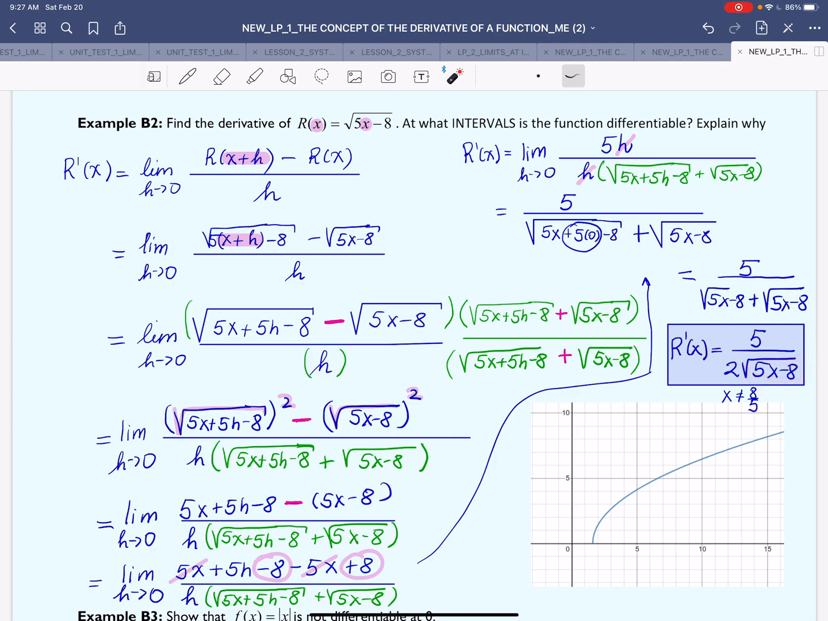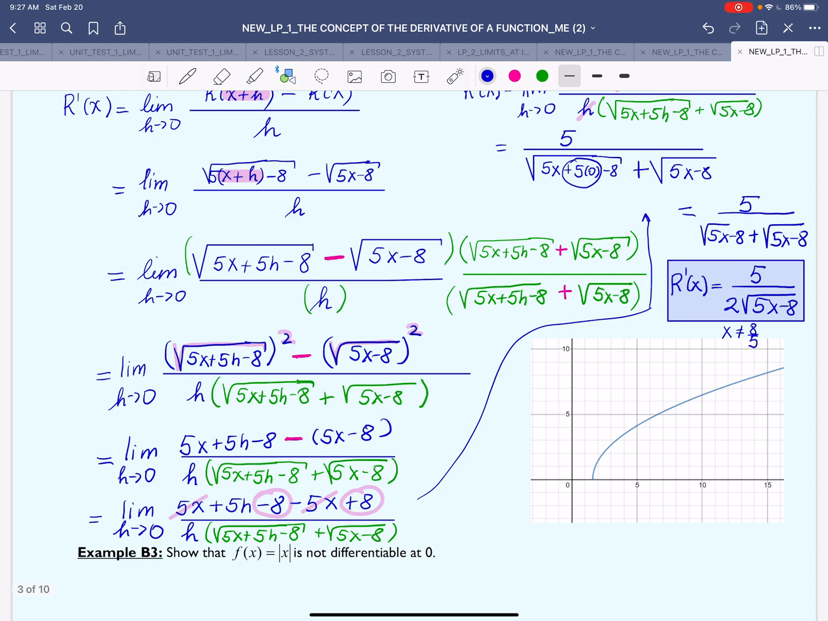So we're going to say that if 5x minus 8 is a negative number, that won't work. So we don't want it to be negative. We don't want it to be zero. So at 8 over 5, we don't want 8 over 5 for x. In other words, we're going to say that 5x minus 8 has to be positive, not 0. So that means that x has to be bigger than 8 over 5. So we're going to say that the function is differentiable for the x values bigger than 8 over 5.